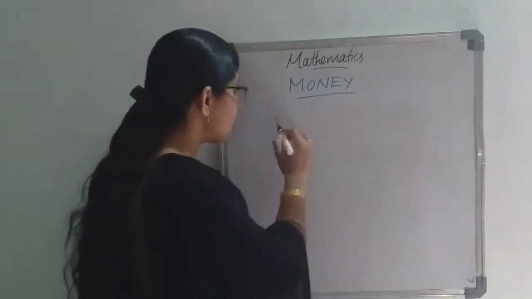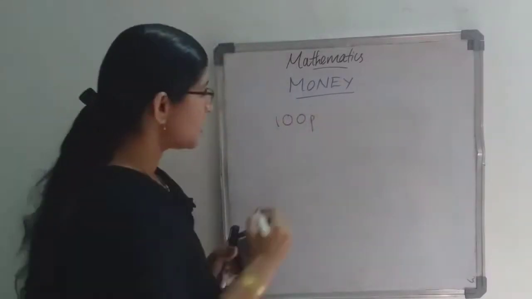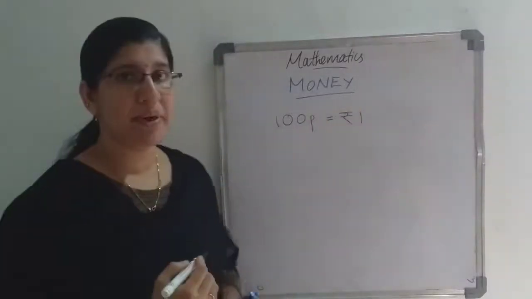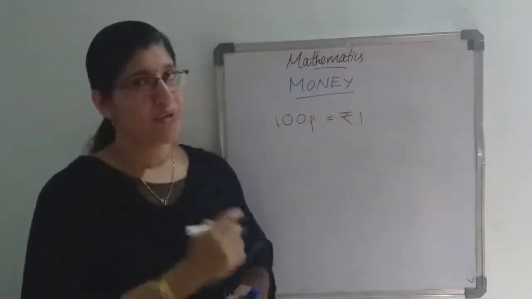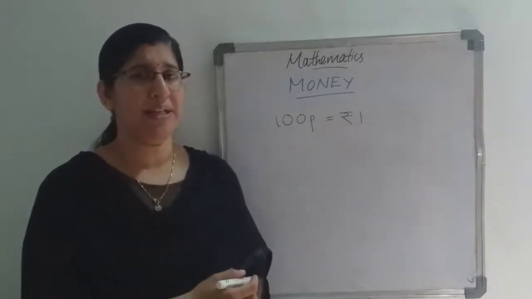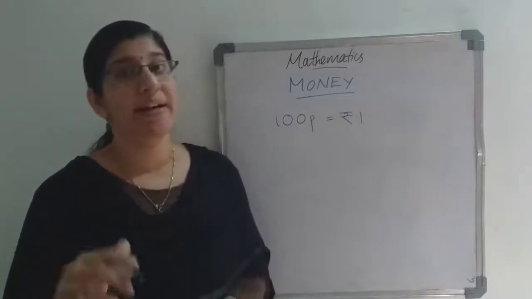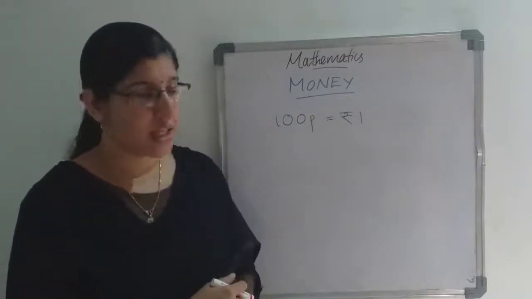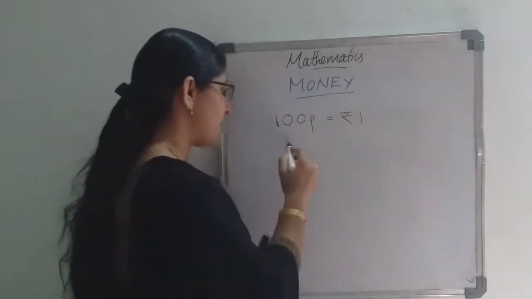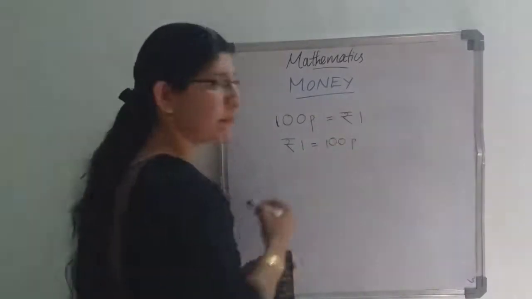Because 100 paise. 100 is the smallest 3-digit number. 100 paise is equal to 1 rupee. So whenever you are getting any paisa 100 or greater than 100, we can write it in rupees. Clear? So 100 paisa is equal to 1 rupee. Okay, that means 1 rupee is 100 paisa.